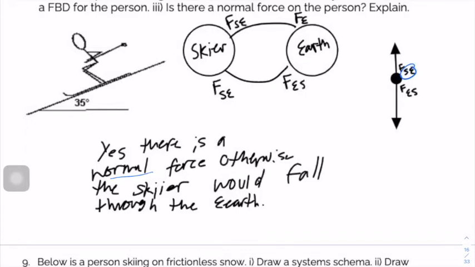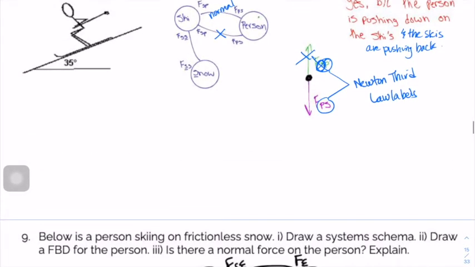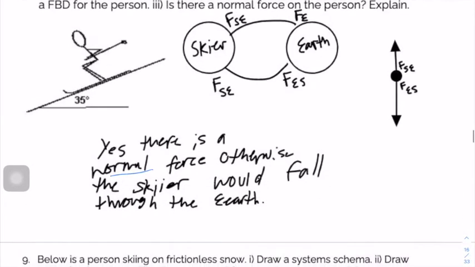Again, we have... actually, I'm okay with the labels. Let me make sure I was all right with the labels last time. Ooh, well, no, the labels cannot be correct because we're only looking at the forces acting on the skier. And so this one, the bottom one, is showing a force acting on the earth. We want the forces acting on the skier. So also, the direction of this is wrong.